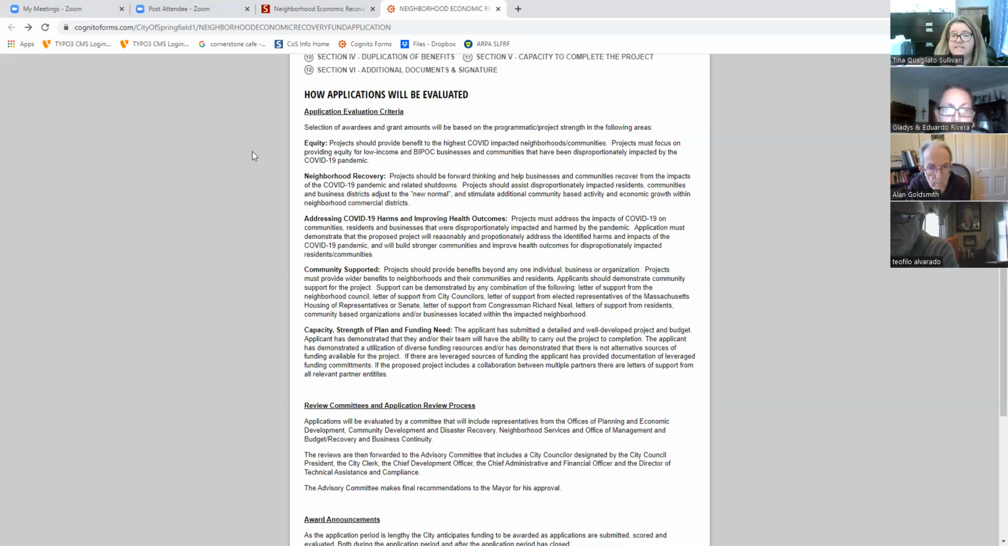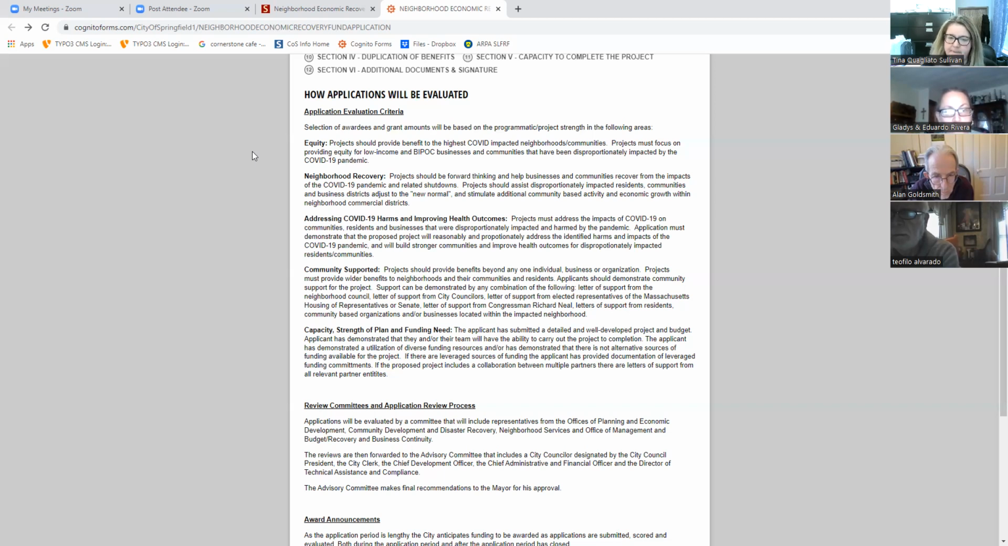And the reason for that is because both the city and the federal government have determined that the communities that have low-income residents and or minority residents have been disproportionately impacted by the COVID-19 pandemic. So it is a goal of the funding to ensure that those communities are receiving funding and are deriving benefit from the funding. The second criteria that the committee will look at is neighborhood recovery.